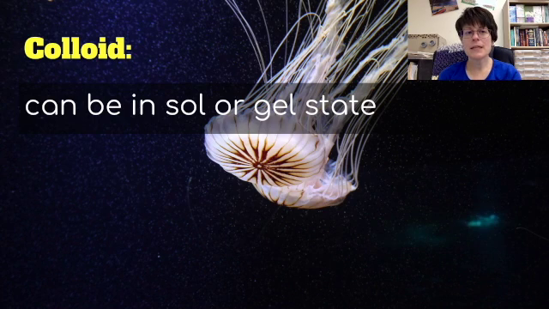Now, they come in a sol and a gel state. A sol is a little more fluid, moves around a little bit more. A gel is more like gelatin. And I use the example of the jellyfish here because our cytoplasm in our cells, which is the liquid part of our cells, goes in between these two states. Our cytoplasm is a colloid, and it will be more fluid sometimes and more gel-like at other times.